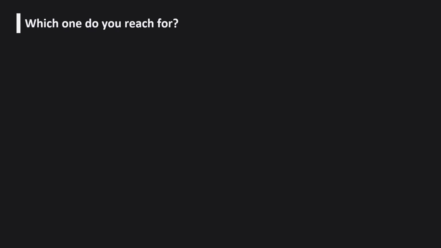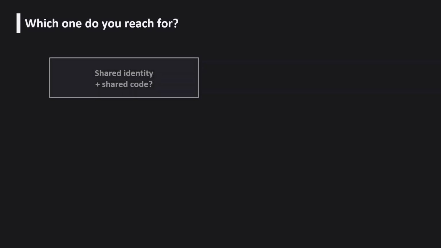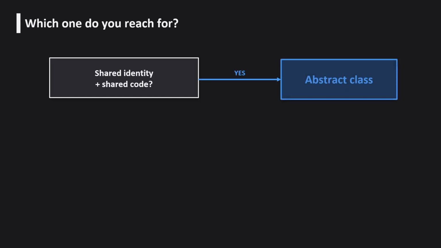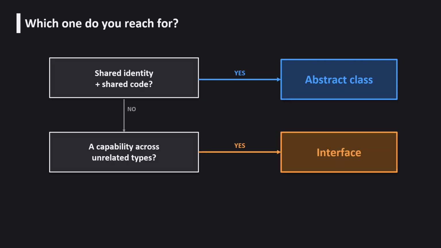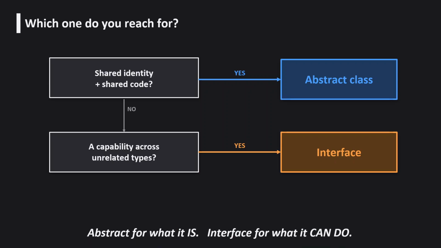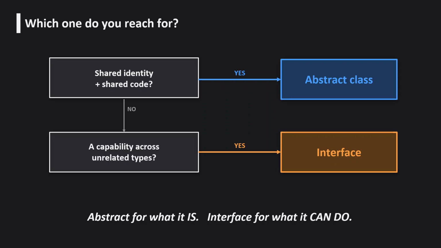So this is the final decision flowchart, which tells us which tool to use in real world cases. When you are sitting in front of a real coding problem, this is the question you should ask yourself. Do these classes share both identity and a chunk of code? If yes, then abstract class. If no, then ask, is this a capability that might apply to unrelated types? If yes, then interface. Abstract for what it is, interface for what it can do.